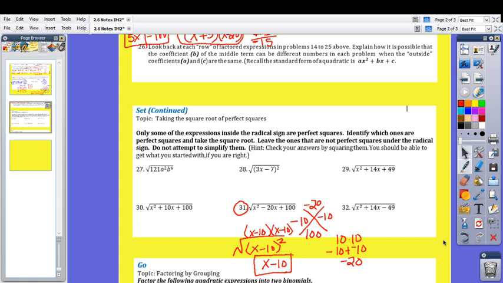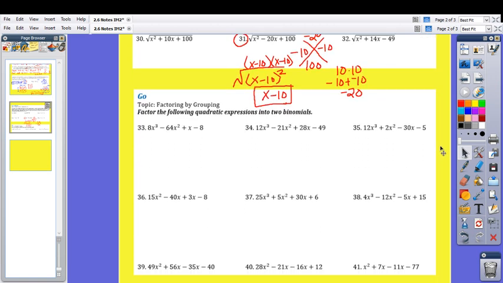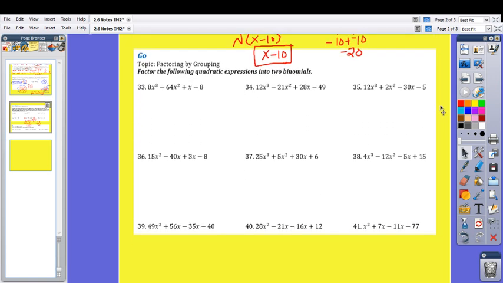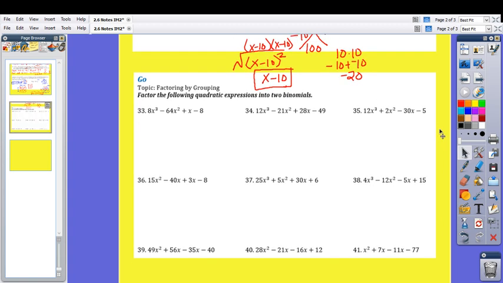Then you will be figuring out the rest of them, and problems 33 to 41 are the ones we did in the notes section, the last few problems that we did. So let's do it together.